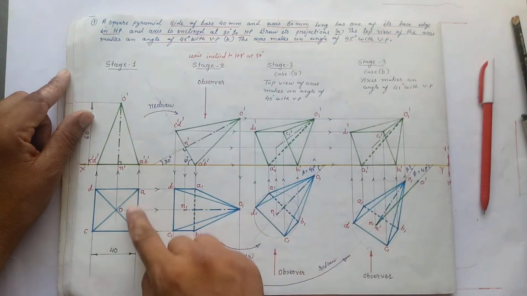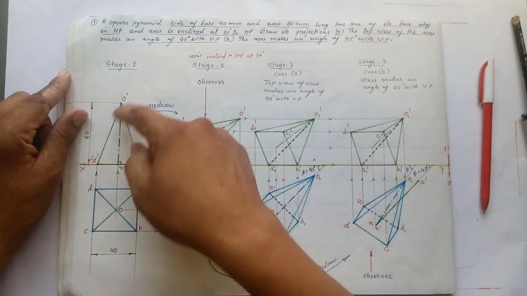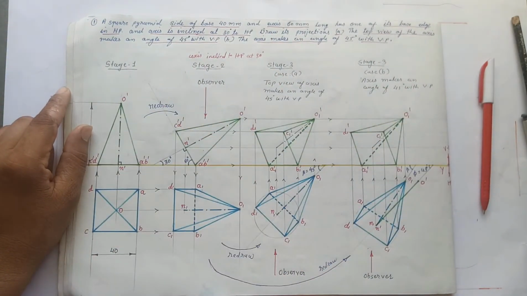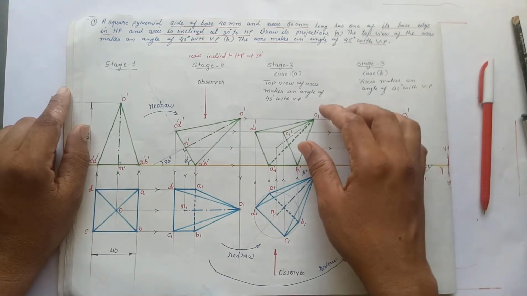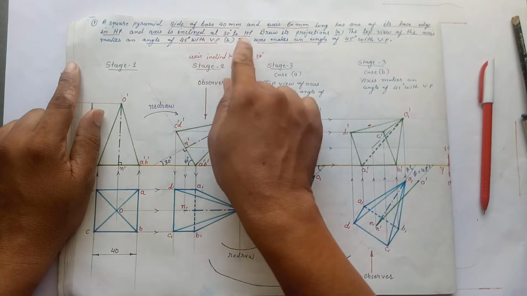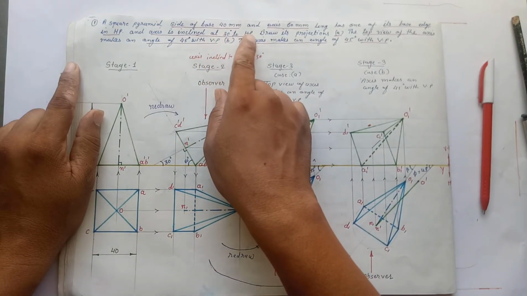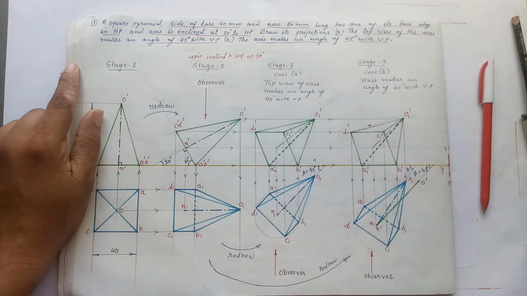Here the side of the base edge is 40 mm and the axis is 60 mm. So draw the first stage. After drawing the first stage, how can we derive the second stage? Now if you want to derive the second stage, first of all, here two conditions are given. That means one is the inclination with HP and the second is the inclination with VP. So the question is whether in the second stage we have to derive the angle with the horizontal plane or with the vertical plane.